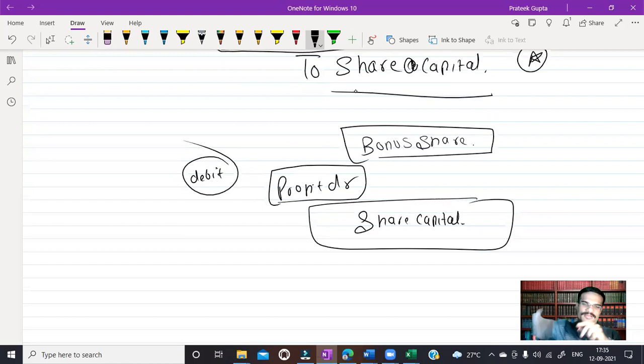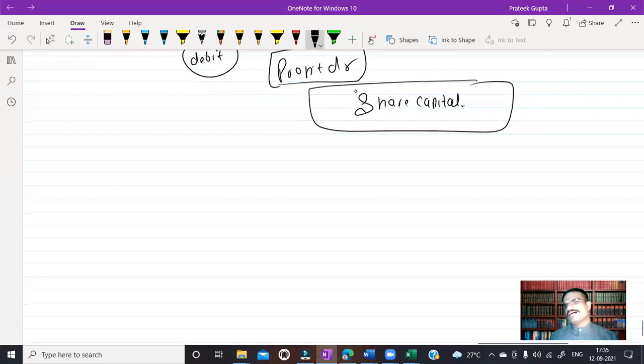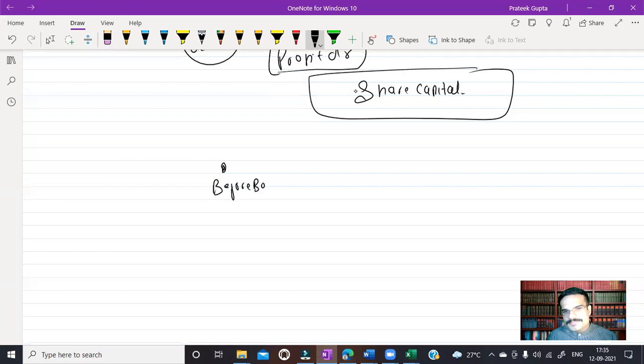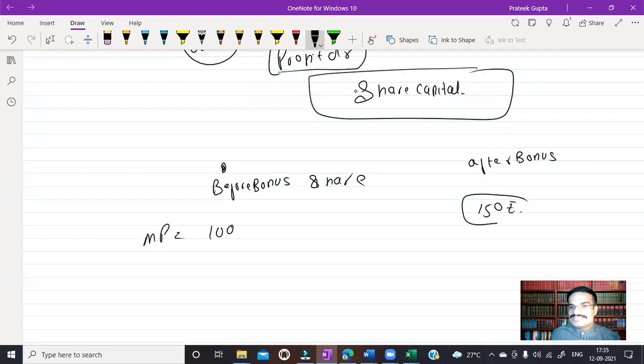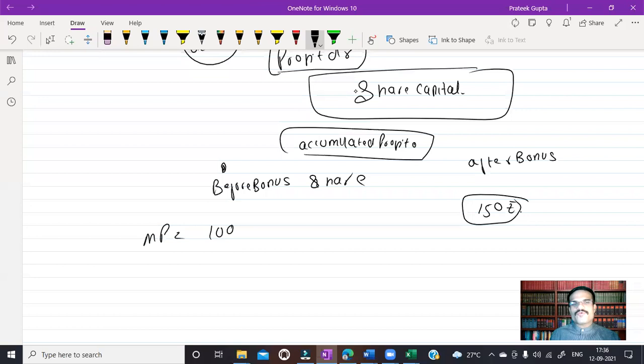Sir, why does the company issue shares free of cost? There is one reason behind this. Suppose, beta, before bonus shares the market price of the share is 100 rupees. And do you know, after bonus shares the market price will be around 150 rupees. Whenever something is available free, beta, shareholders run saying, sir, we also want shares. So the market price of the shares will increase. That's the basic point: whenever the company has accumulated profit, it issues shares free of cost to increase the market price of the shares. That's the basic concept of bonus shares.